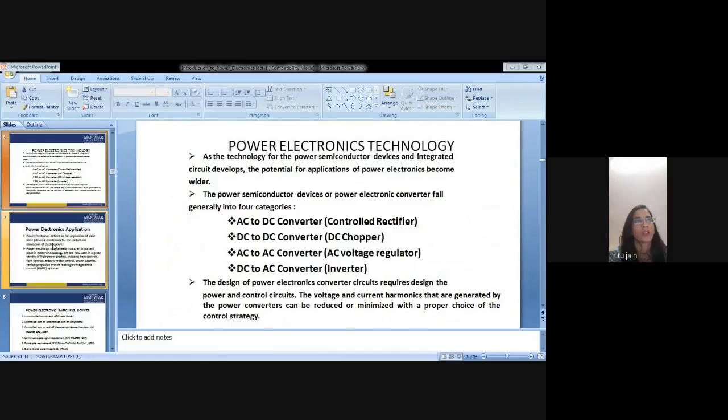converters fall generally into four categories. One is the AC to DC converter, that is your controlled rectifier. Power semiconductor devices, or you can say power electronic devices, can be used to convert AC to DC, DC to DC, AC to AC, and DC to AC. The design of a power electronic converter circuit requires designing the power and control circuits. The voltage and current harmonics generated by the power converters can be reduced or minimized with a proper choice of the control strategy.